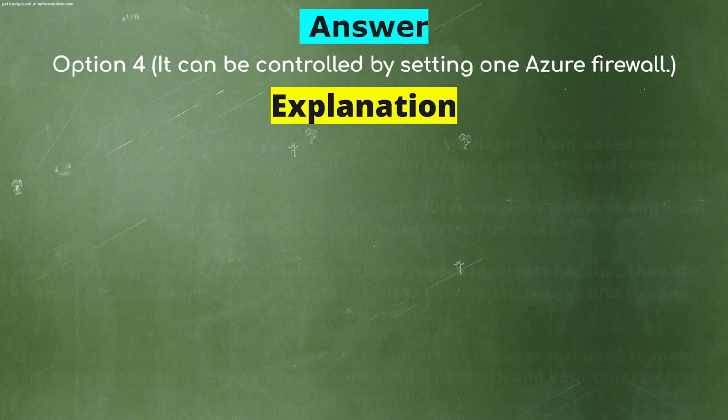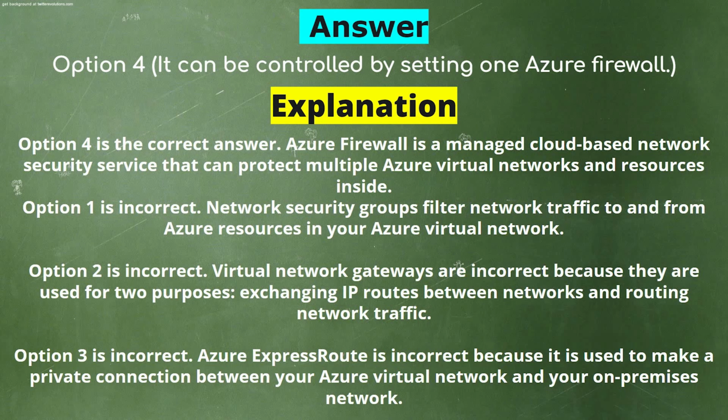Explanation. Option 4 is the correct answer. Azure Firewall is a managed cloud-based network security service that can protect multiple Azure virtual networks and resources inside. Option 1 is incorrect. Network security groups filter network traffic to and from Azure resources in your Azure virtual network.